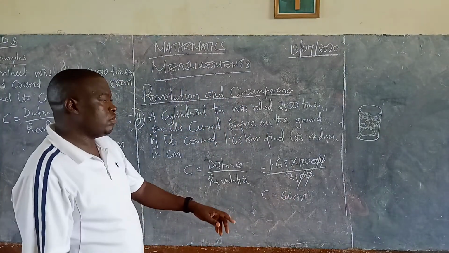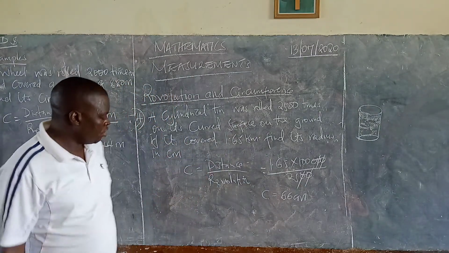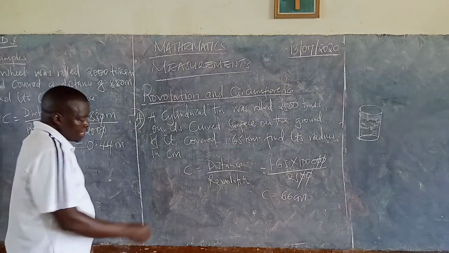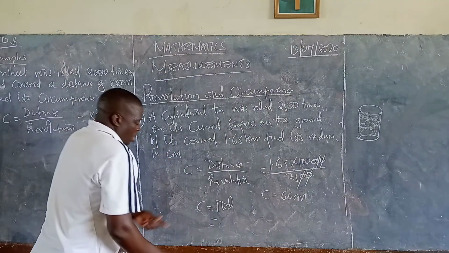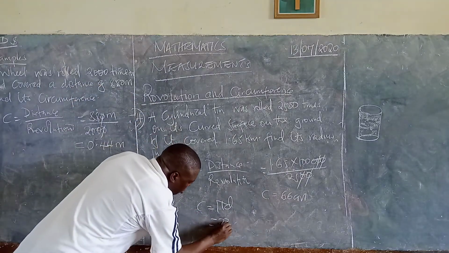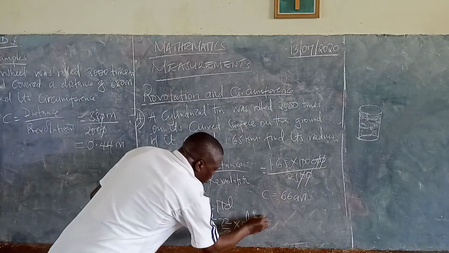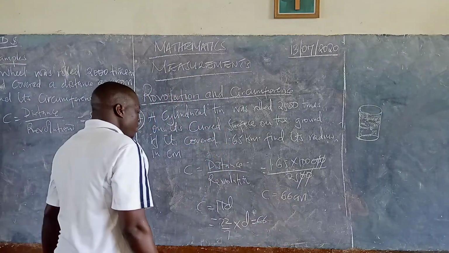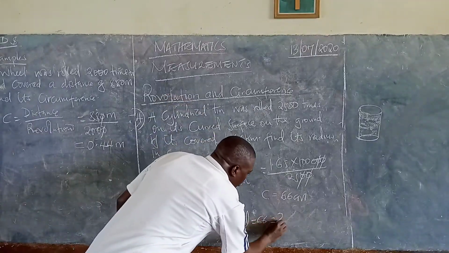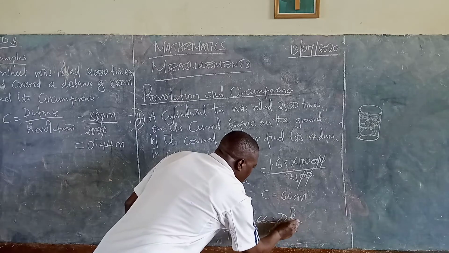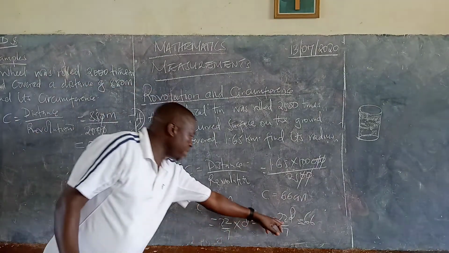But this is not our answer. The question is asking, find the radius. So now for us to find the radius, of course, we are saying circumference is equal to pi times d. Then we are going to take 22/7 times the diameter that we don't know. Then it gives us 66. So meaning that now we have 22d/7 equals 66. We are going to use the reciprocal of this.